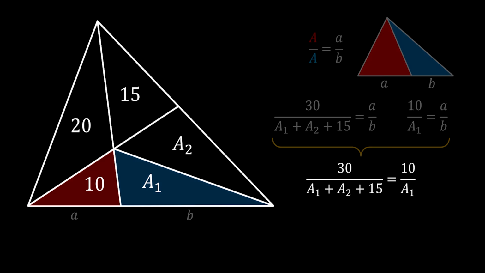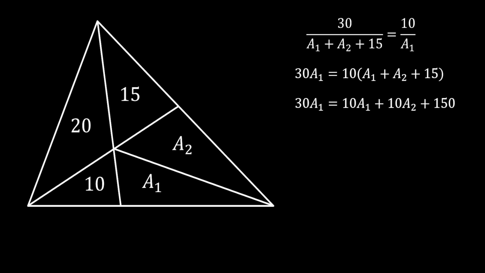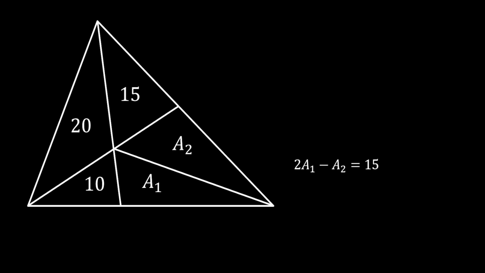Now we can just work through this. We can first cross-multiply this to get the following. Now we can expand the right side and then rearrange the terms to get the following. Now we can simplify our equation by dividing everything by 10, and we will get that 2A1 minus A2 is equal to 15, and this is our first equation.